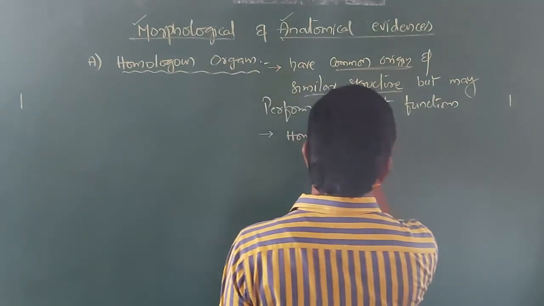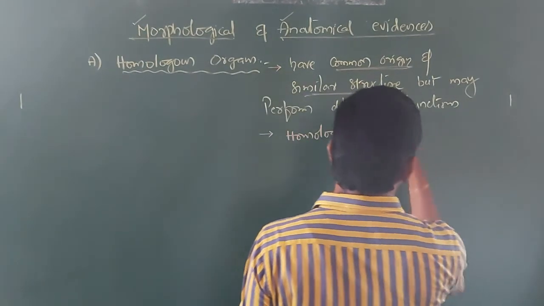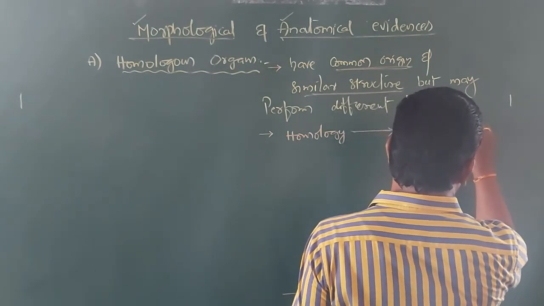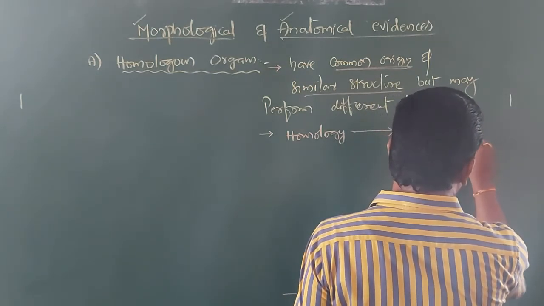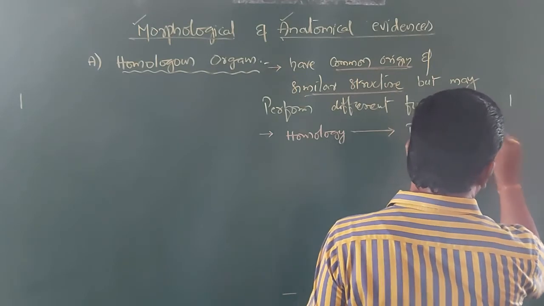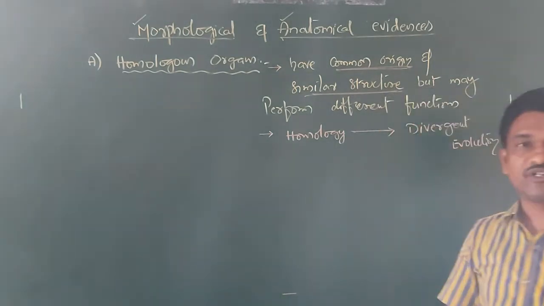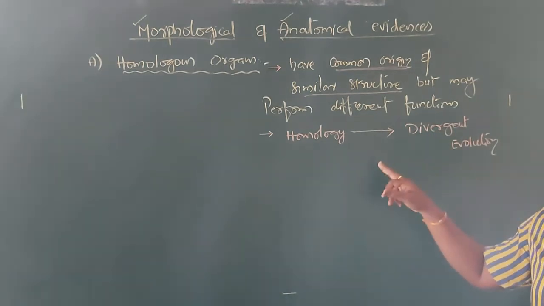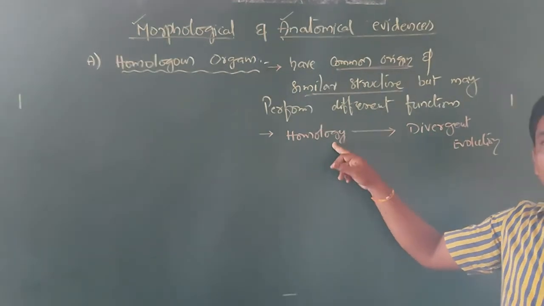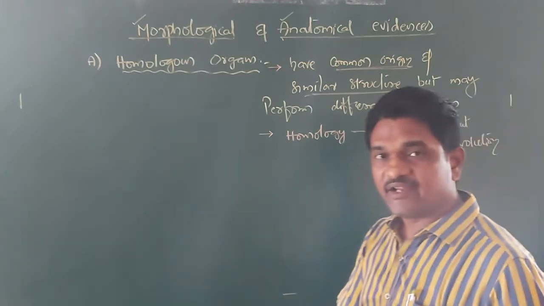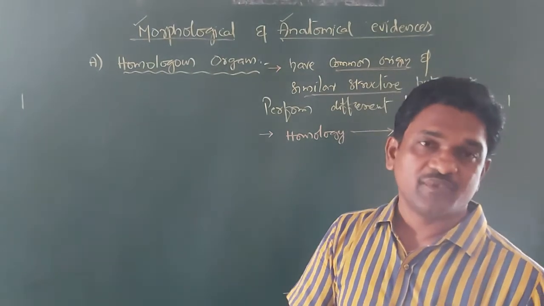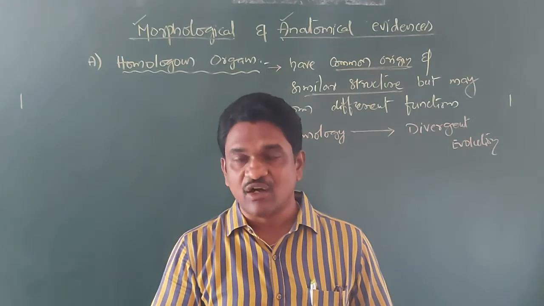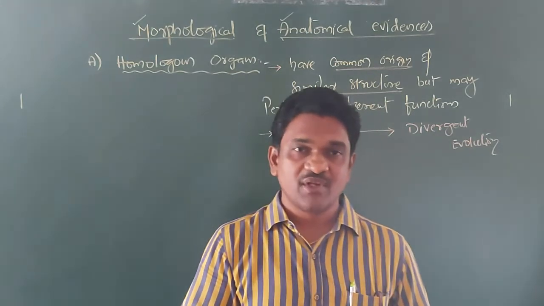This homology indicates divergent evolution. I will explain divergent evolution next. Divergent evolution is indicated by homology. Presence of structural similarity is called homology. Organs having the same structure with different functions are known as homologous organs.